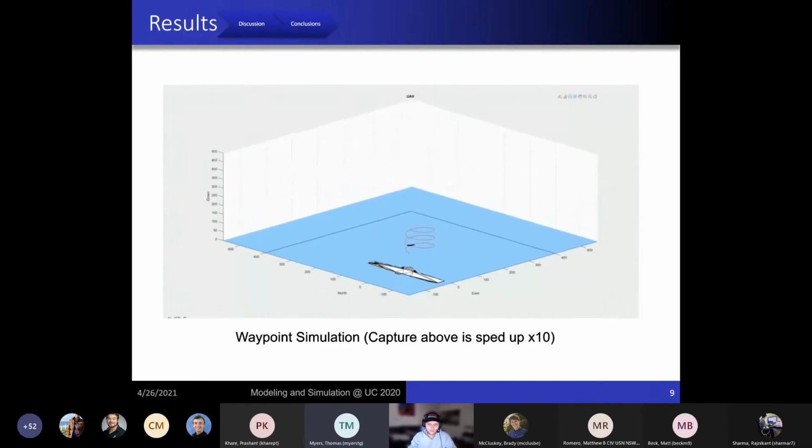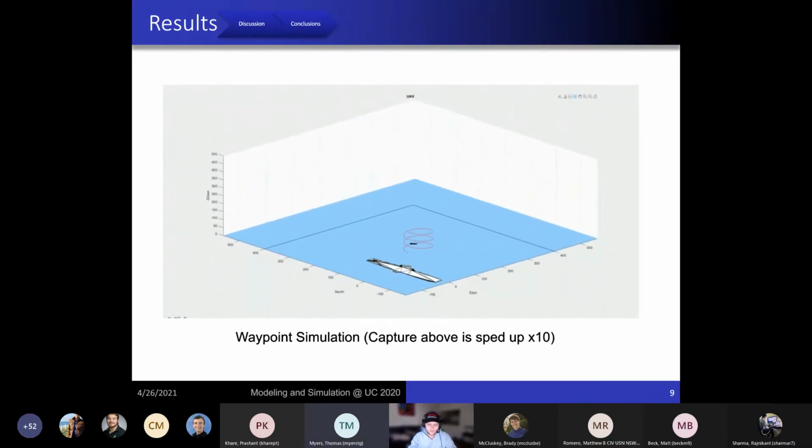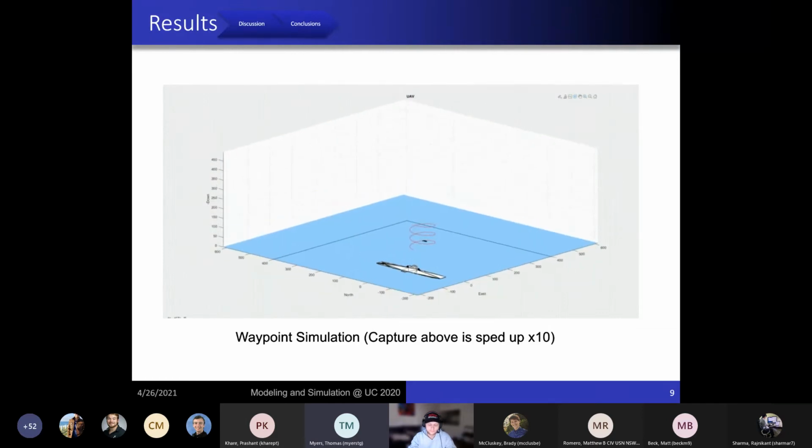This shows our waypoint simulation. Due to time constraints, we were unable to properly simulate the landing of the UAV. However, we were able to run a simulation displaying the functionality of our waypoint system. This is the simulation depicted by the footage shown here, which has been sped up by a factor of 10. It completes at the clip shown when sped up by a factor of 10, which shows you how long it would have been otherwise.